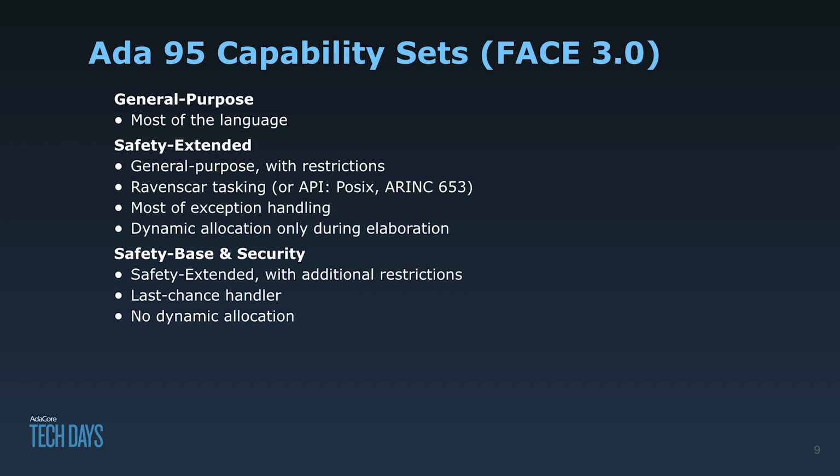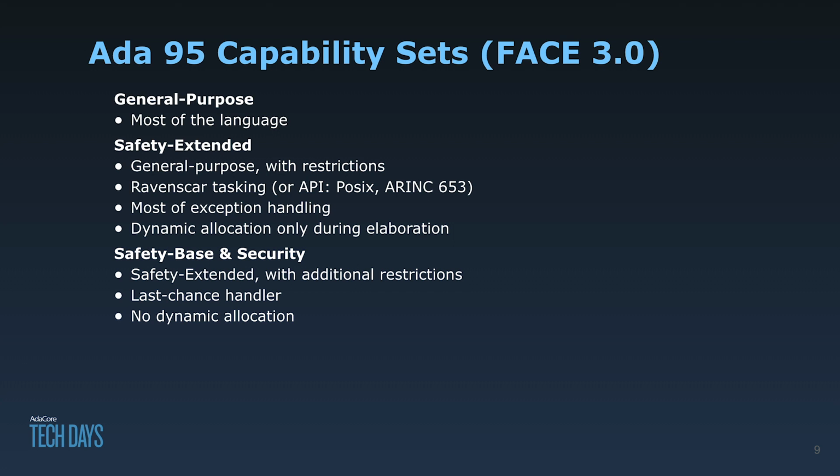A little bit about the capability sets. First, in Ada 95, the general purpose capability set covers most of the language. It doesn't include asynchronous transfer of control, and doesn't include I/O because there's a specified API for I/O in FACE. There's restriction on some of the implementation-defined pragmas, but it's really most of Ada 95. The safety extended profile restricts that a bit. Well, more than a bit.